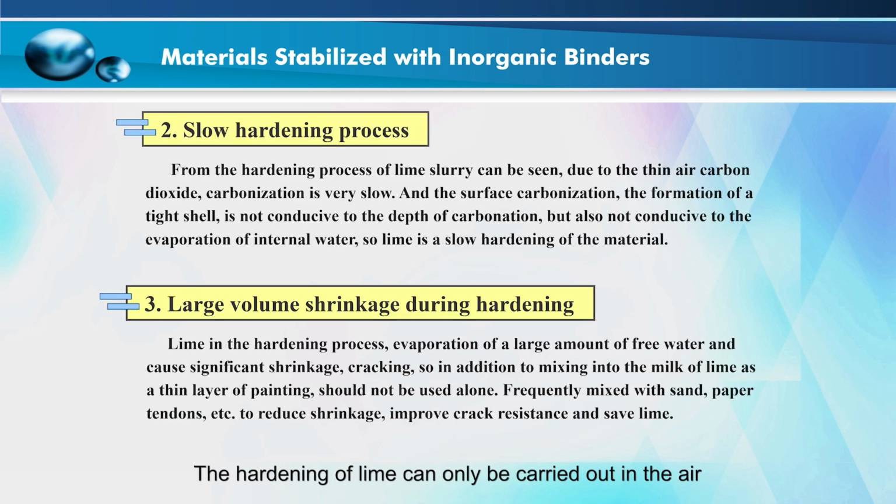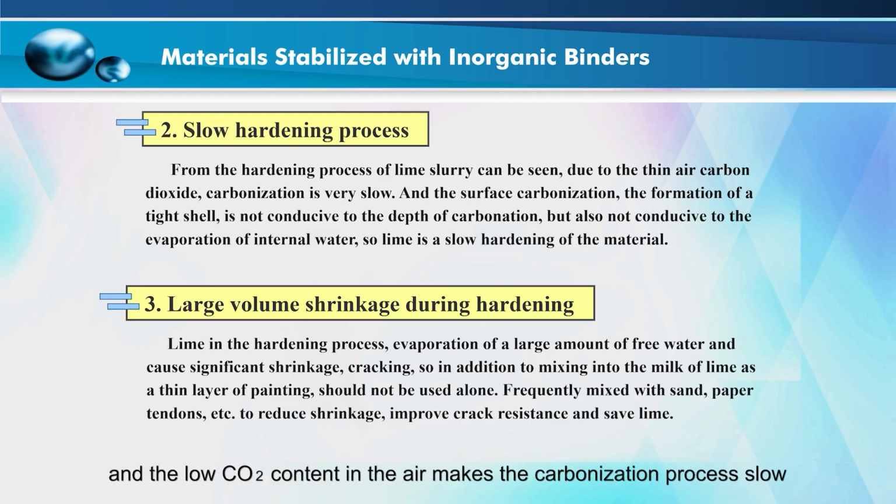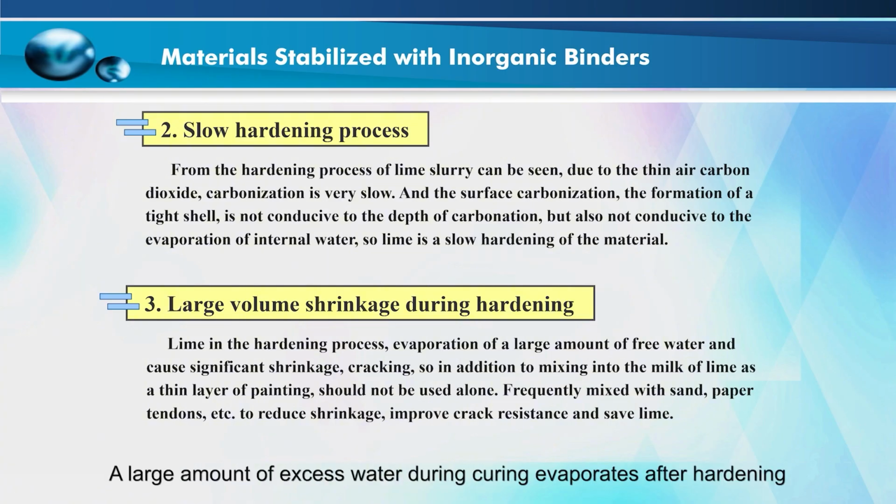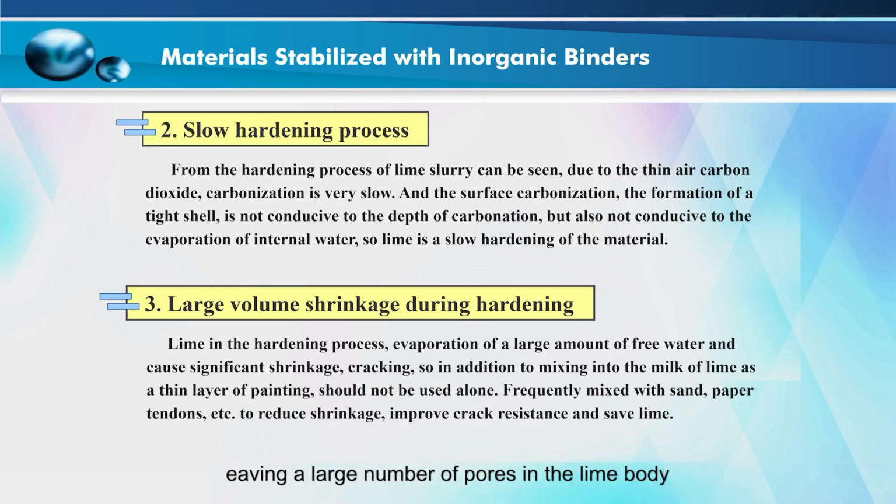The hardening of lime can only be carried out in the air, and the low CO2 content in the air makes the carbonization process slow. The hardened surface also hinders the hardening of the interior, so the hardening of the lime paste is very slow. A large amount of excess water during curing evaporates after hardening, leaving a large number of pores in the lime body.